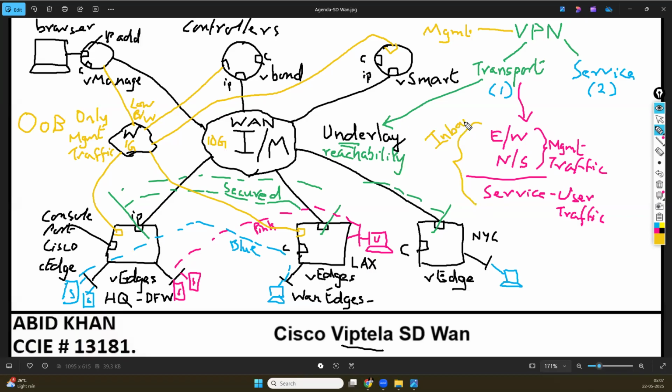So organizations, in the very beginning, when they go for Cisco Viptela SD-WAN, need to decide how they want the management traffic to be handled: how they want the east-west communication, controller to controller communication, or controllers to the WAN edges communication, north-south communication, to be made. They want it in-band or out-of-band. If it is out of band, then out of band management will use what? Management VPN.